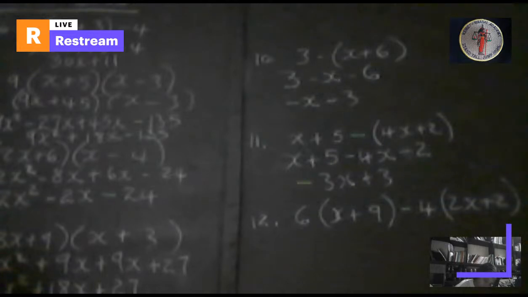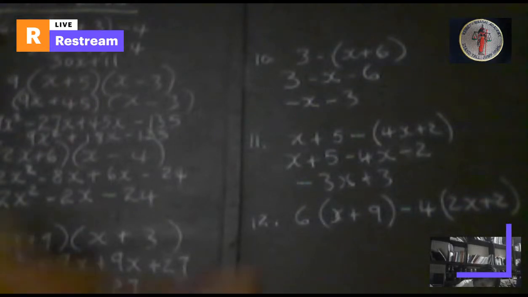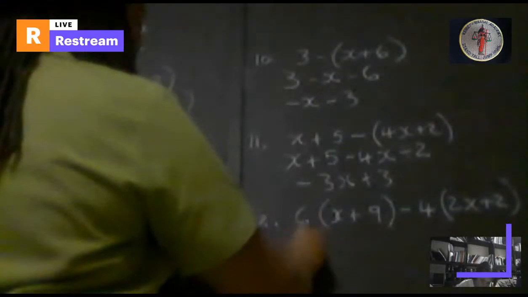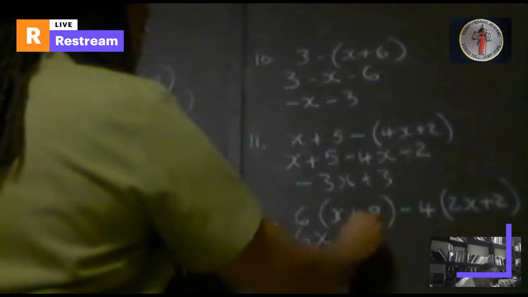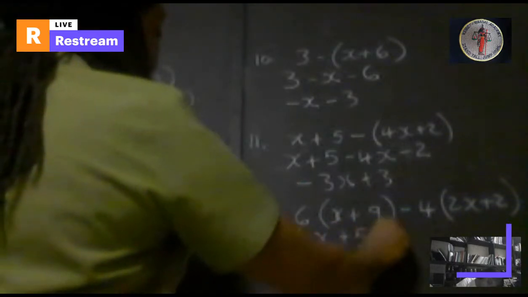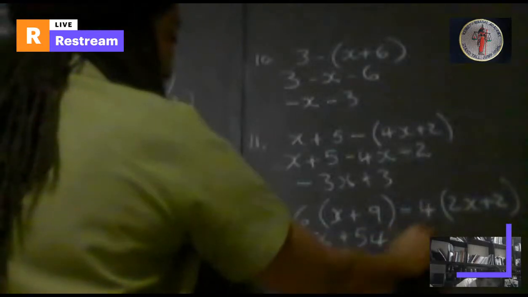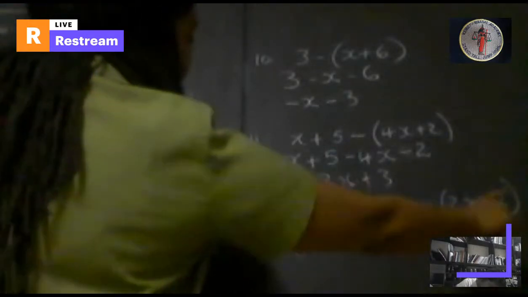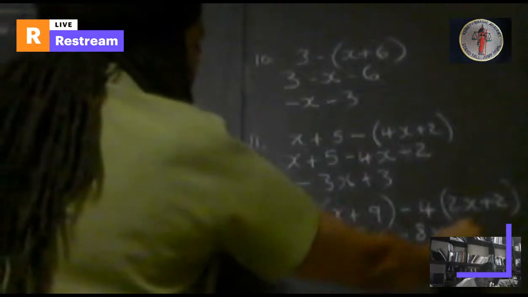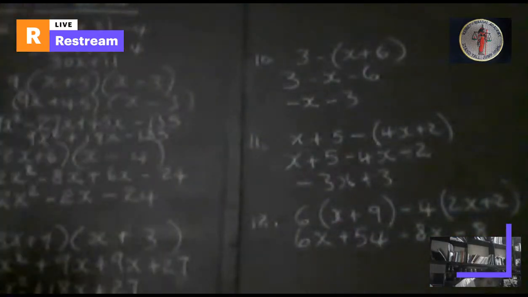This time we have 2 brackets with terms in front. So we're going to expand each one and then simplify, right? Yes, miss. Expand each one. So 6 times x, 6x, and 6 times 9, positive 54, and negative 4 times 2x is negative 8x, and negative 4 times positive 2, negative 8. Alright, so how do we simplify now?